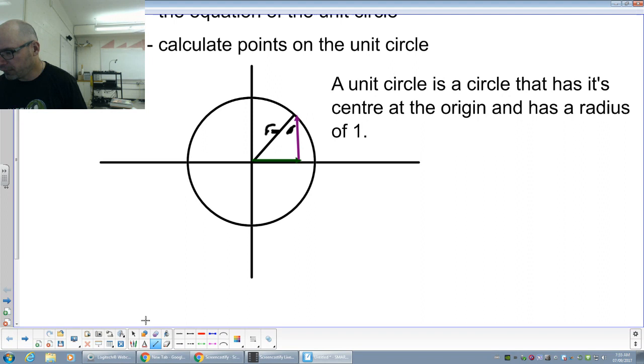So if we call this, using the green here, our x, and this one y, we can then use the right triangle Pythagorean theorem to get the equation for this edge of the circle, this point. Go that way squared, and that's going to equal that squared for that point. So we know the equation of the unit circle is this.